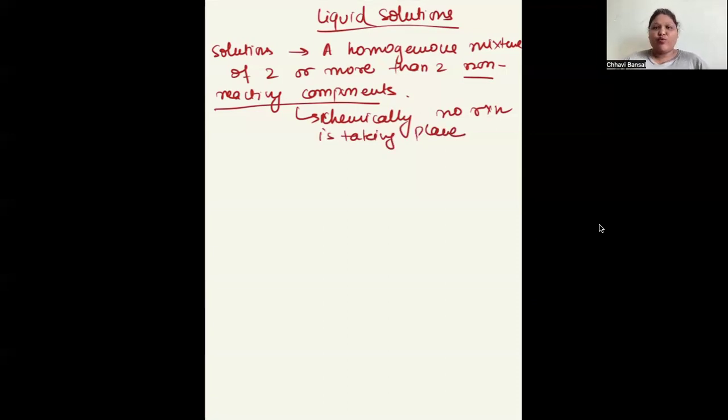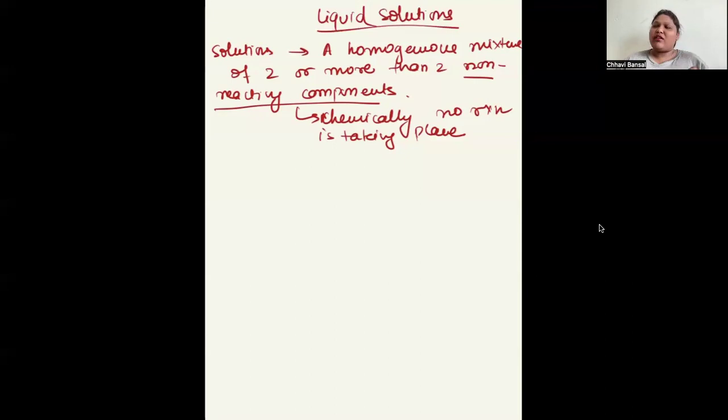Now, homogeneous mixture. How will you define a homogeneous mixture? See, a mixture can be of two types, homogeneous and heterogeneous. In a homogeneous mixture, the solute or the particles are uniformly distributed, correct? Or another way to understand is you cannot see the physical boundaries between the components. They are uniformly mixed with each other. So a solution is also a type of homogeneous mixture.